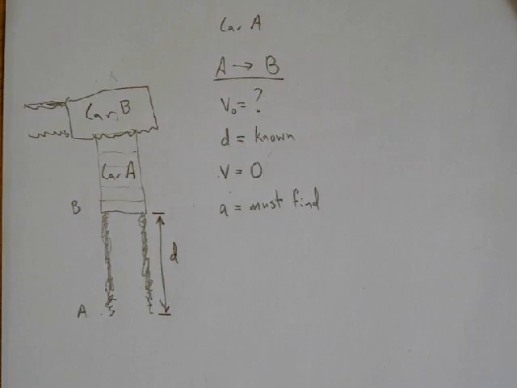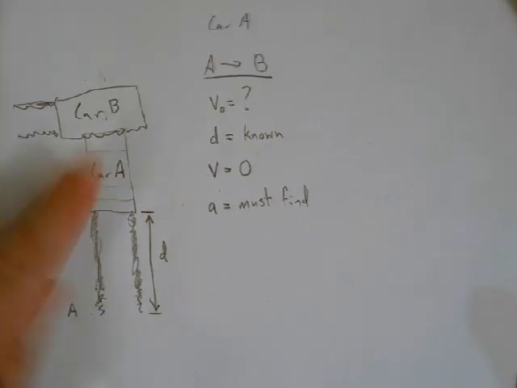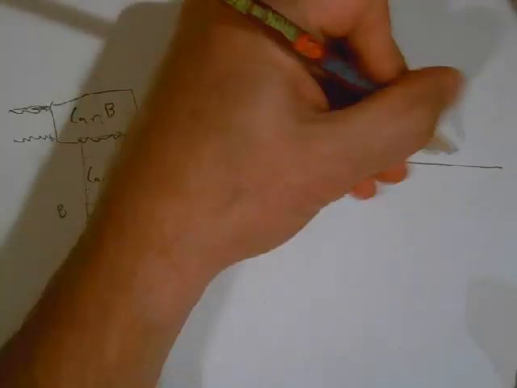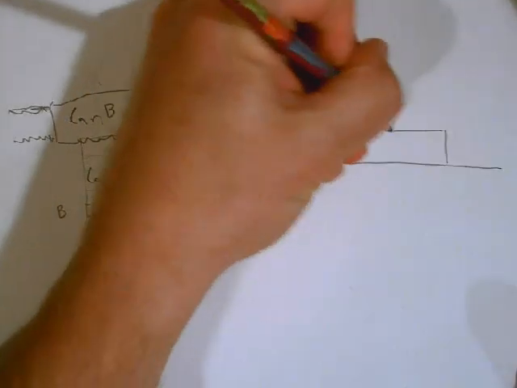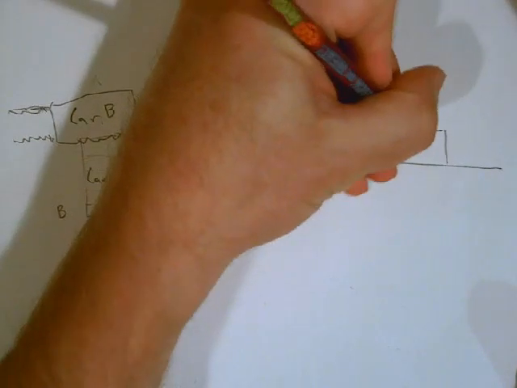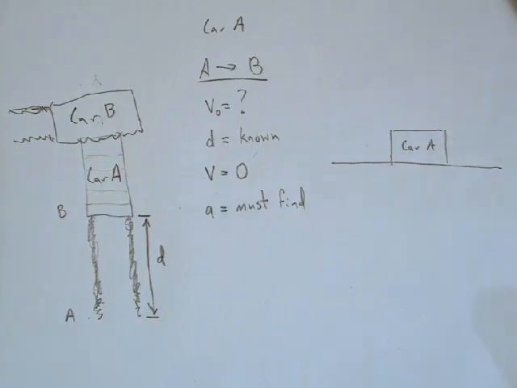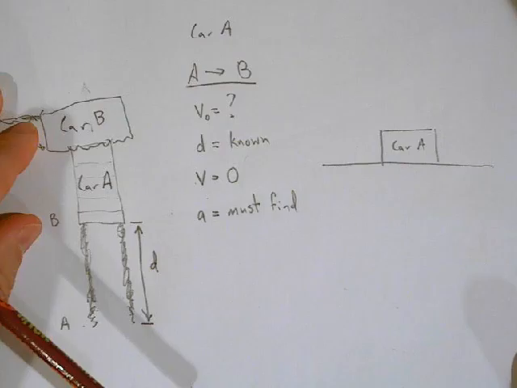So what is he going to do? He's going to do what every good physicist would do, and that's draw another picture. He's going to draw an FBD. This was a top view, so let's draw a side view of the car. Here is car A, and the car was moving to the right.